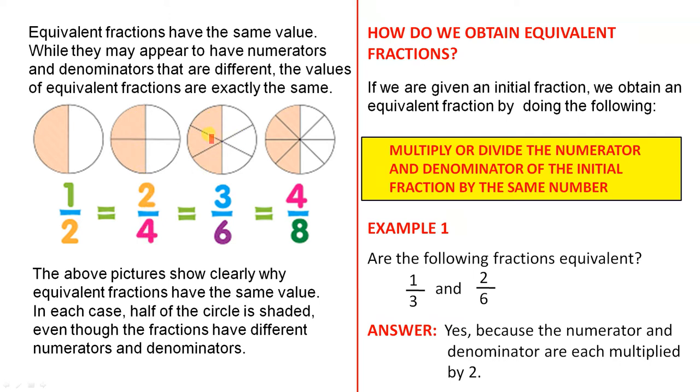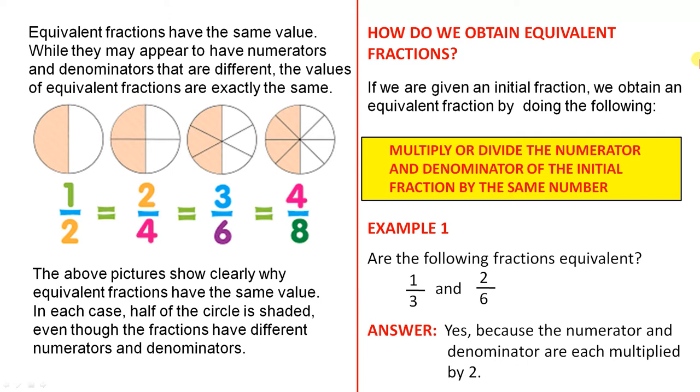Here we can clearly see that half of the circle is shaded. It is divided into 6 parts. 3 of them are shaded, so 3 over 6. And again, half of the circle is shaded. It's divided into 8 parts. 4 of them are shaded, so it's 4 over 8.